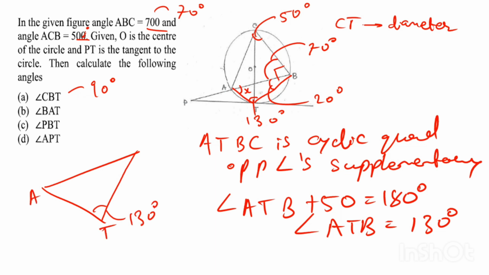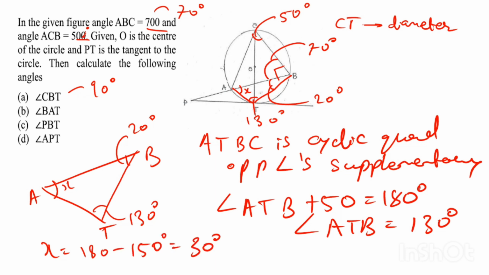Now in the triangle, ATB is 130 and the other angle is 20. So angle BAT, X, is how much? Sum of angles in a triangle is 180. So 130 plus 20 is 150, and 180 minus 150 is 30 degrees. Second answer we also got. First is 90, second is 30. Now we need to find the value of angle PBT. BPT is also fine. By solving this second, we got the third also, 20 degree.